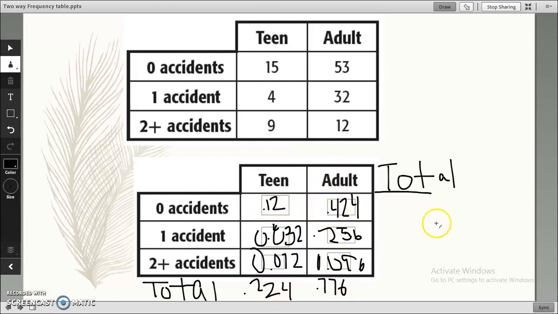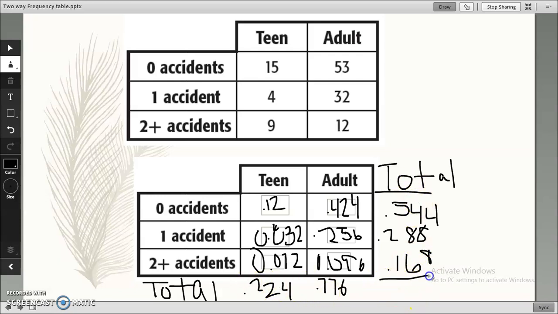Going this way now, I need to add them going this way. So that's 0.12 plus 0.424 gives me 0.544, and I have 0.032 plus 0.256 is 0.288, and then 0.072 plus 0.096 gives me 0.168. Then I have to add the totals here and here.